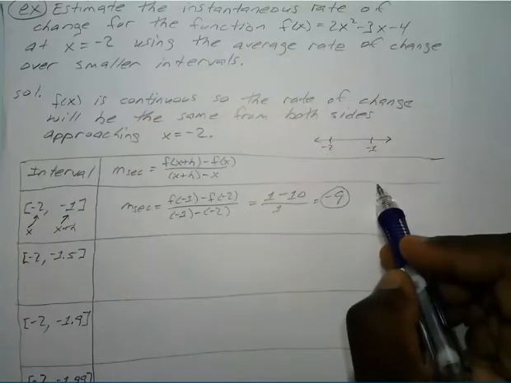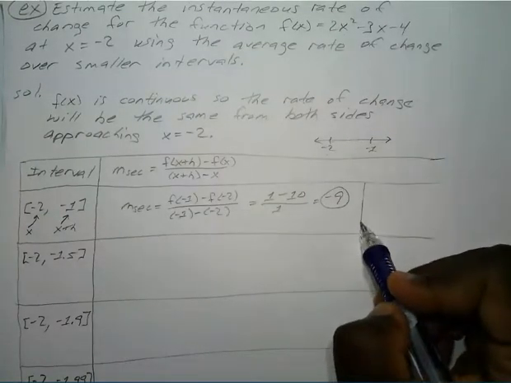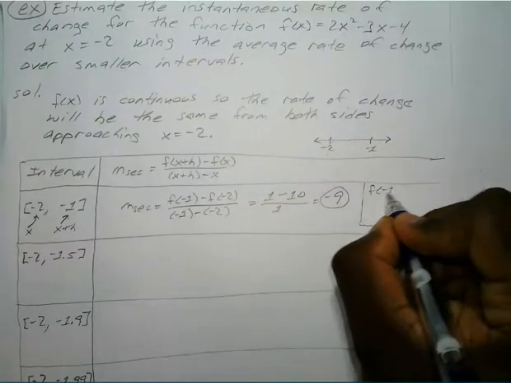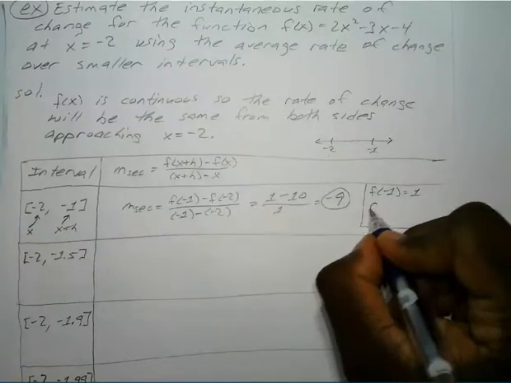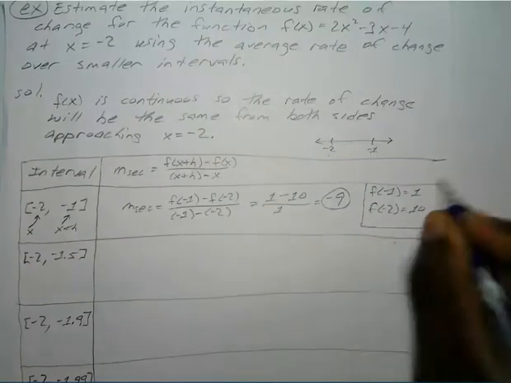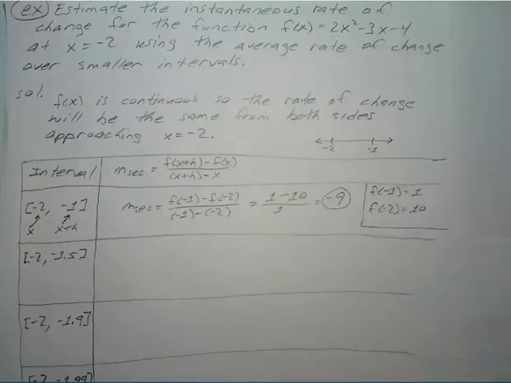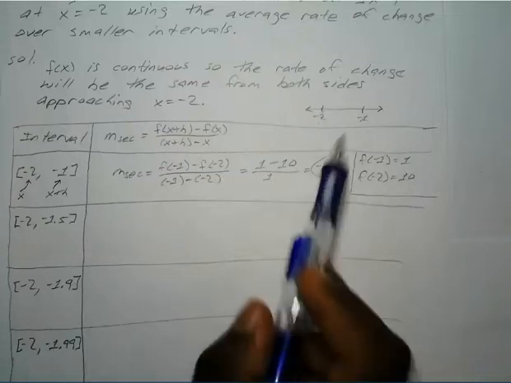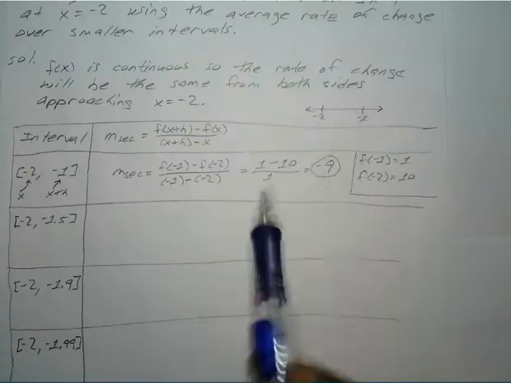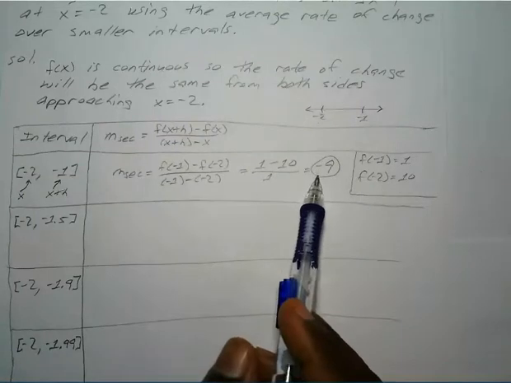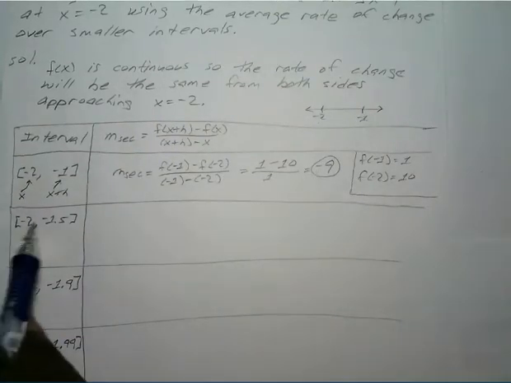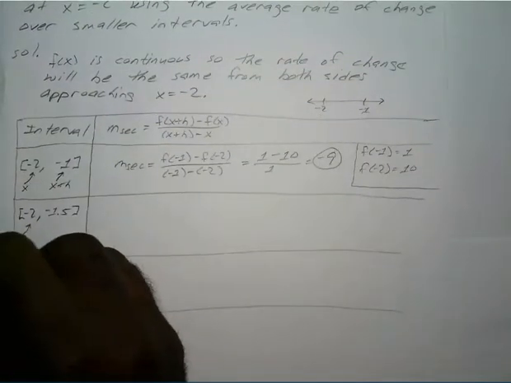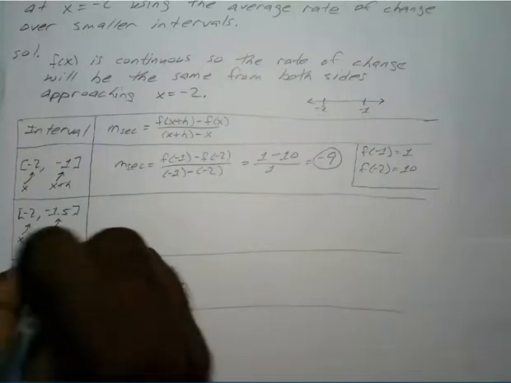Okay, and just for clarity's purpose, just to make sure no one's confused, we know f of negative 1 is equal to 1, and f of negative 2 is equal to 10. And you can always plug them in to double check if you want to. Okay, so now we know for that distance, for your x and x plus h, they have a slope of negative 9. Okay, so now we do the same thing for negative 2 and negative 1.5. So now in this case, this is your x, and this is your x plus h.